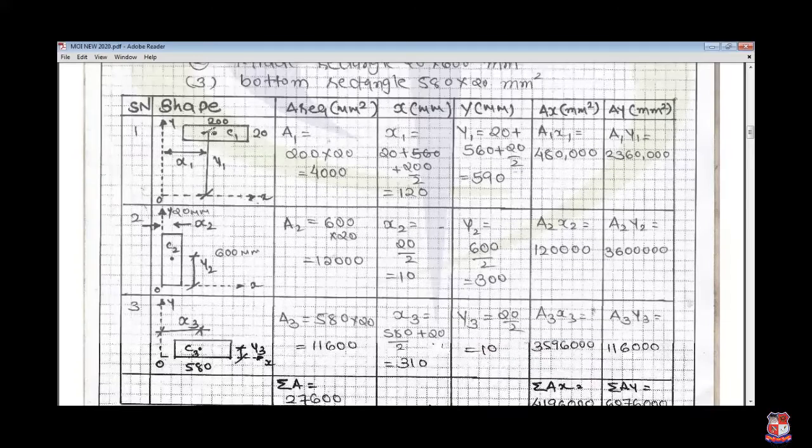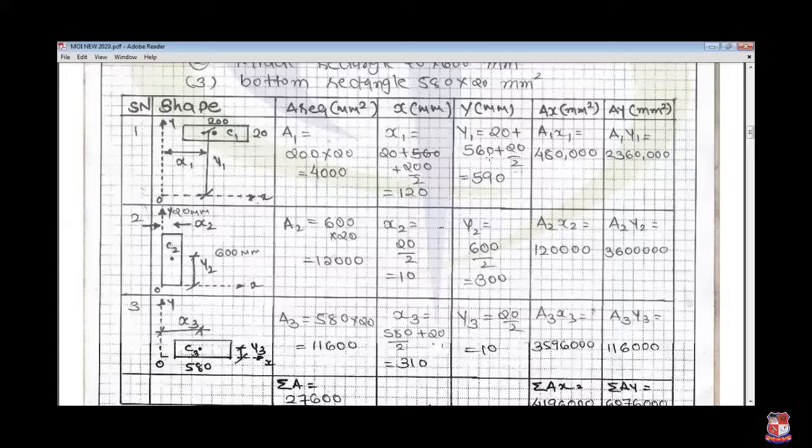So this is your geometry. You have to find out x1, at how much distance it is located. This is 200, and there is a 20 gap, so 20 plus 200 by 2. You can observe here, 20 plus 200 by 2. Same way for the y-axis, the total entire distance is given as y1.